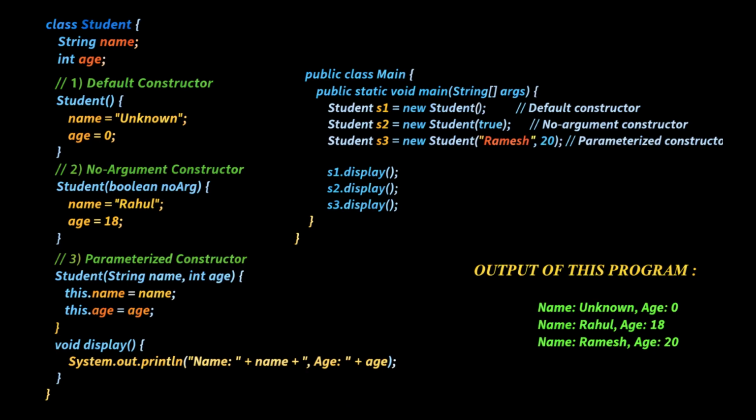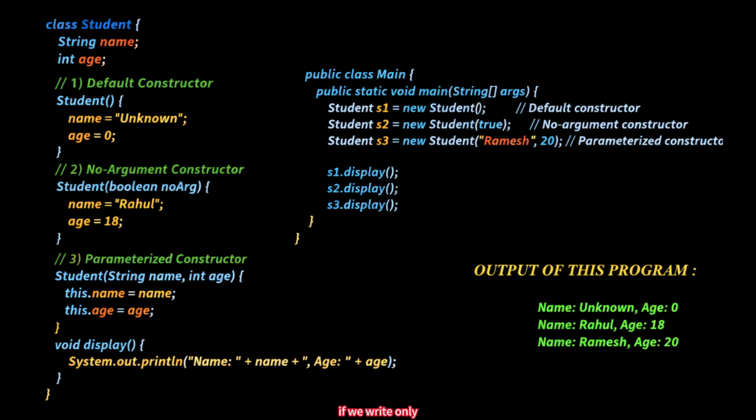Here, this.name refers to the instance variable, meaning the class variable name. Name, without this, refers to the parameter passed during object creation. this.age refers to the class variable age. Similarly, age, without this, refers to the parameter value passed during object creation. So here, we use this because the parameter names and the class variable names are the same.